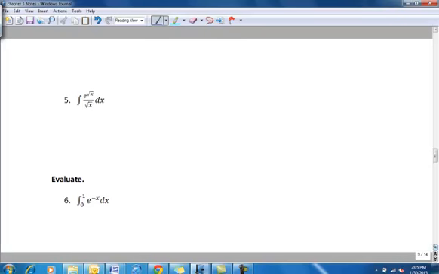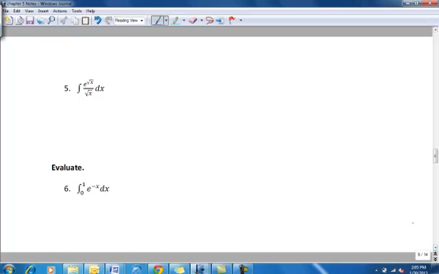Good. All right, so I would say with number 5, we need to do some algebra to make this a little bit easier. Instead of e to the root x, let's write e to the x to the 1/2. And then with that root x right there, let's move that up and make that times x to the negative 1/2. Let's not forget the dx.